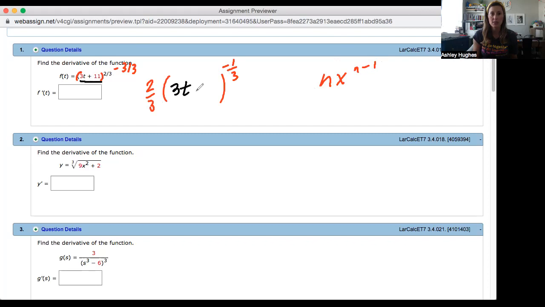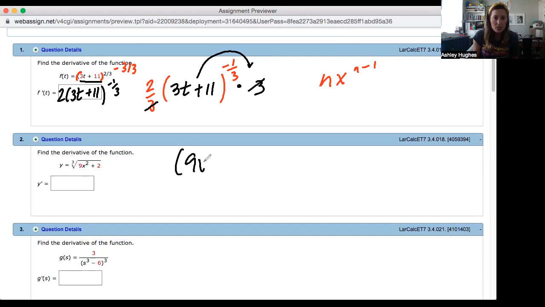So we keep 3t + 11 as it is, but then on the same line, you multiply by the derivative of the inside, which is 3. Then you can simplify these 3s. And so we have (3t + 11) to the negative 1/3.